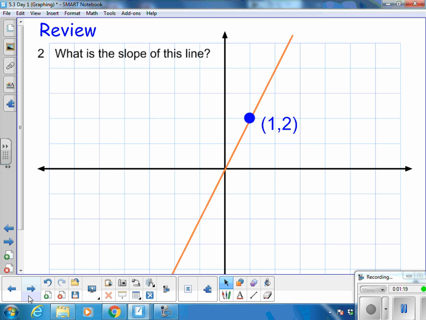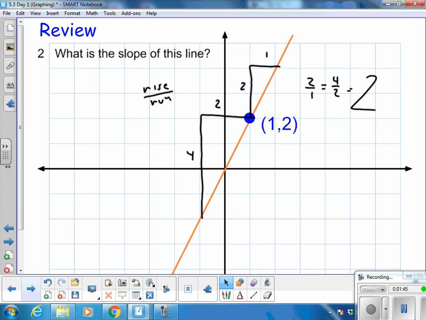On this one, you can press pause and try this one out. All right, so we're going to do rise over run. My slope, starting just from this point, rises 2 and runs 1. I can check a couple different points here. It rises 4 and runs 2. So my slope in this case is 2.